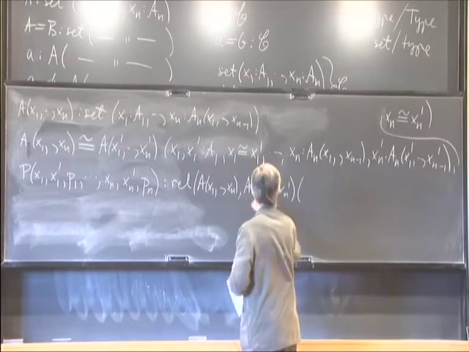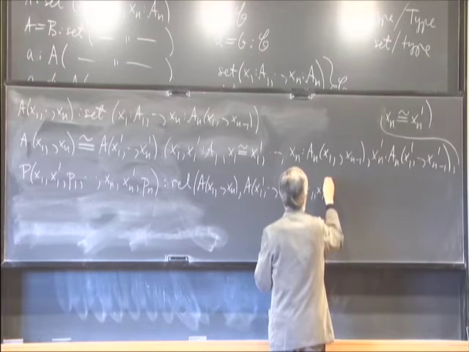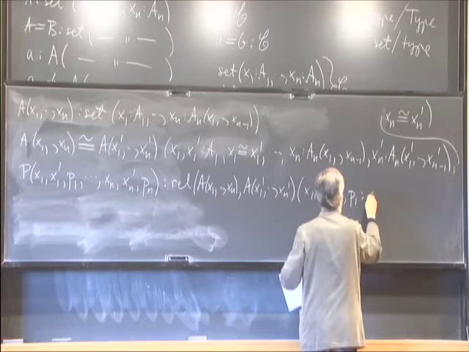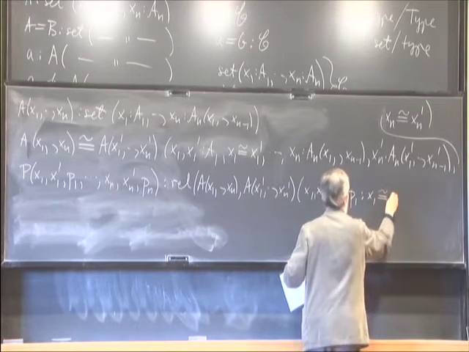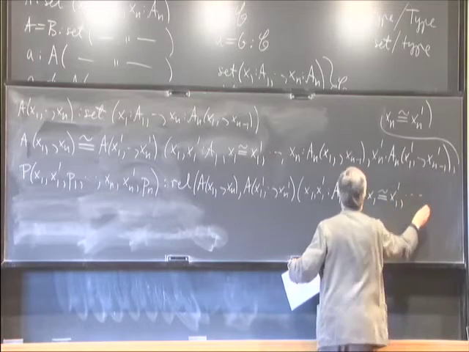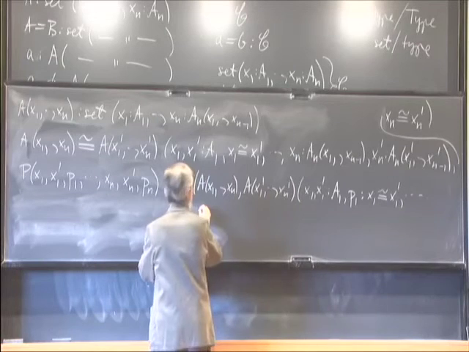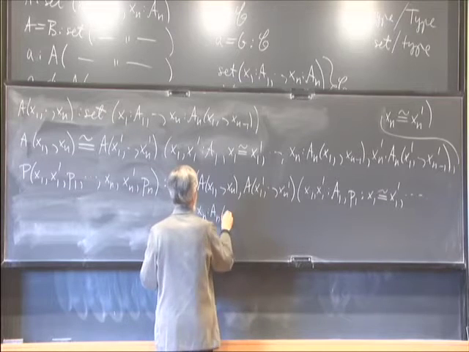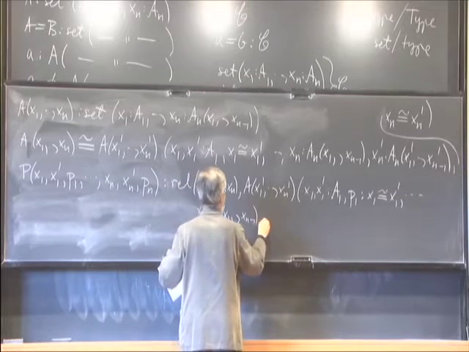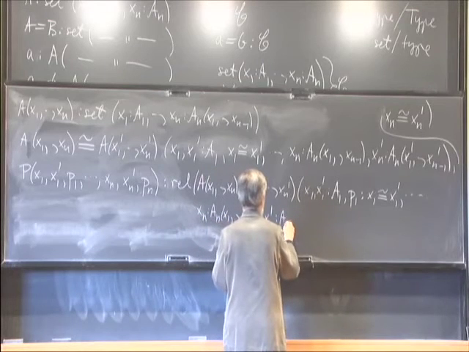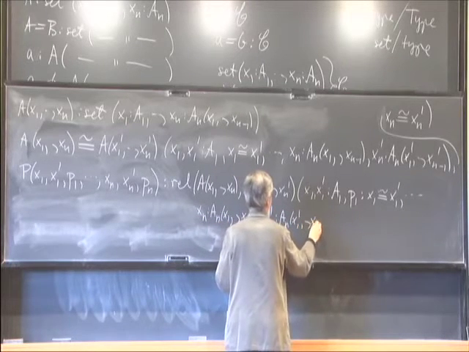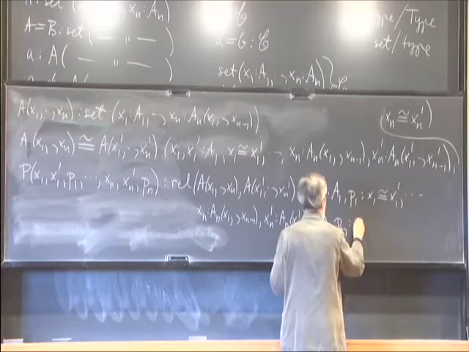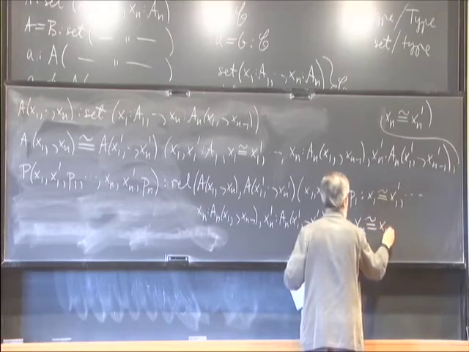And here now we have to put x1 prime in A1 and P1 proving that x1 is isomorphic to x1 prime, etc. xn in An. And now the important thing is Pn proving that xn is isomorphic to xn prime.